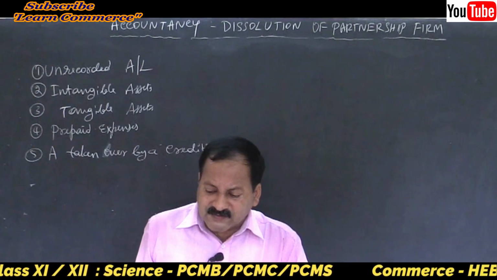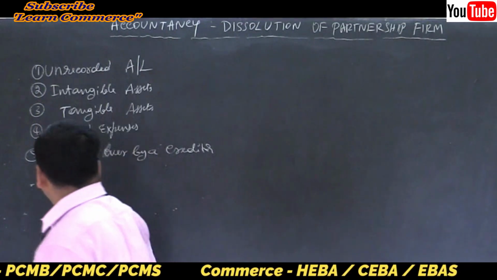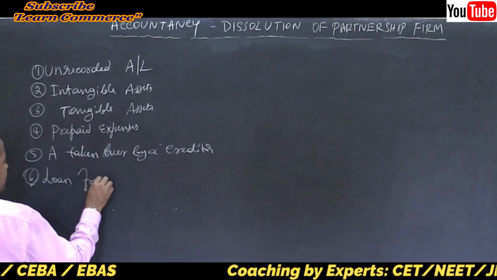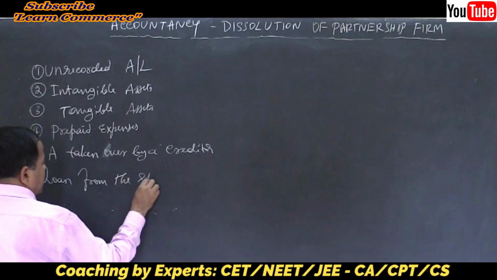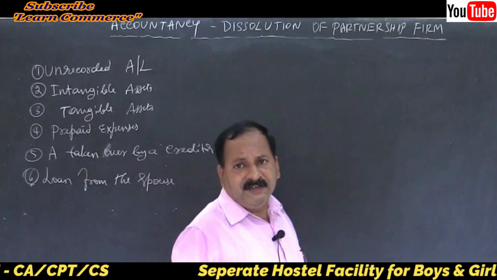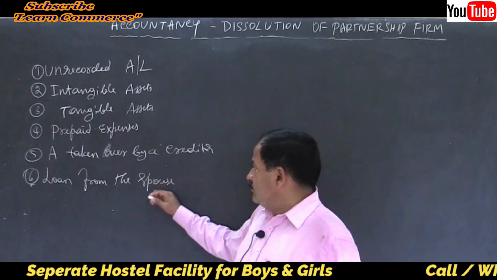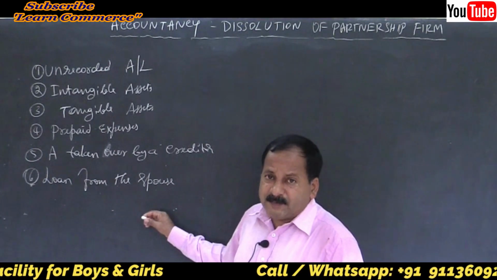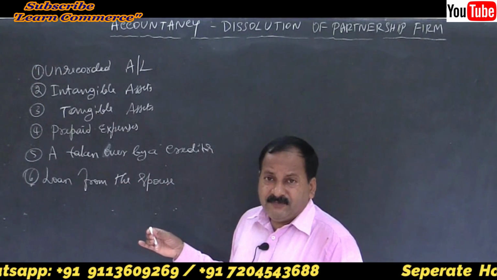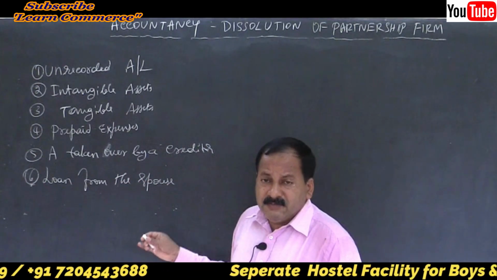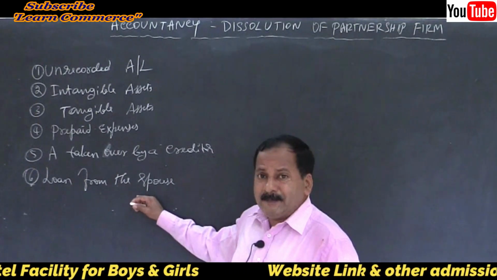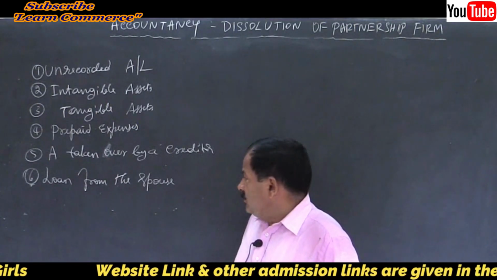Then, loan from the spouse or other relatives. Loan from the spouse. What do you mean by spouse? Life partner, isn't it? Maybe Mr. A is a partner, Mrs. A is spouse of Mr. A. Or Mrs. A is a partner, Mr. A is her spouse. So, depending upon who is the partner, the other person, isn't it?